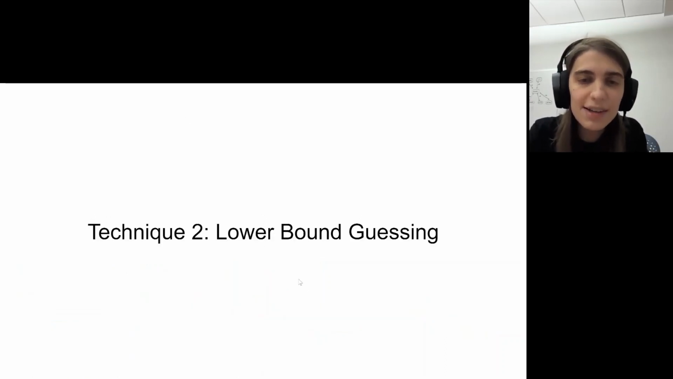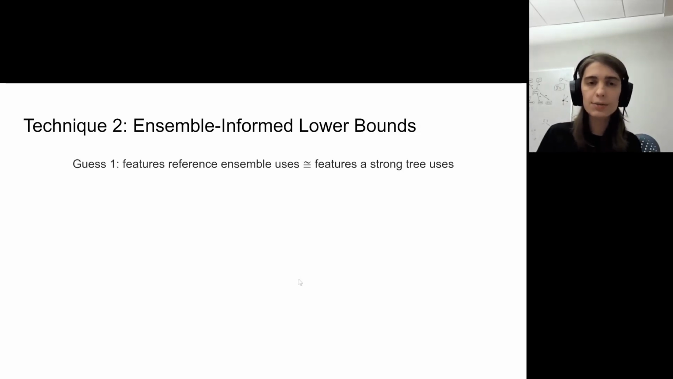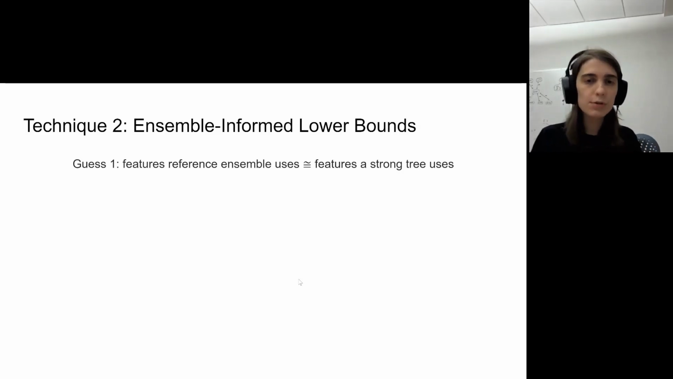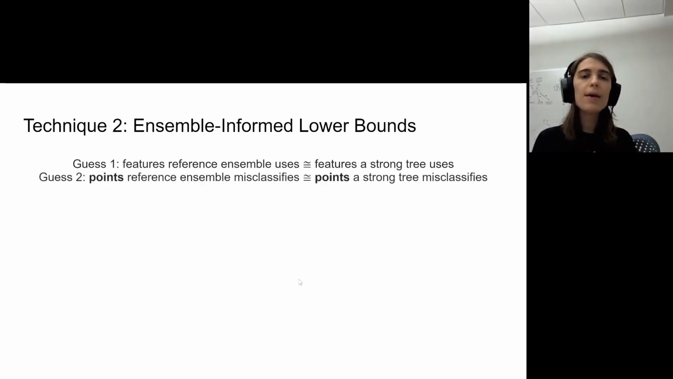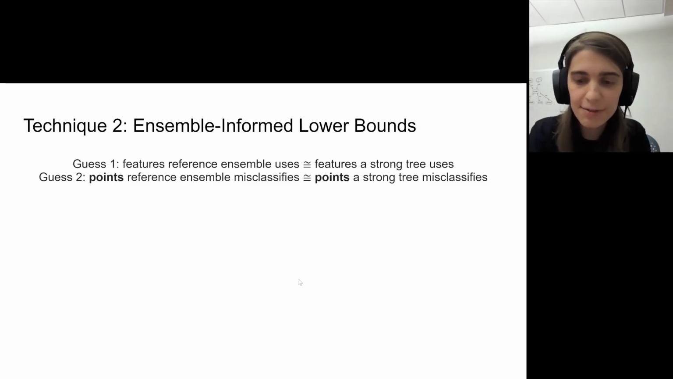The second technique is lower bound guessing, which follows a very similar approach to the first technique. So the first guess was that features that the reference ensemble uses are probably pretty similar to features that a strong tree would need to use. And the second guess is this idea that maybe the points that a reference ensemble misclassifies are similar to the points that a strong tree would misclassify.